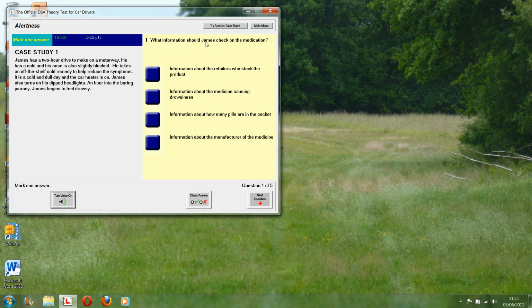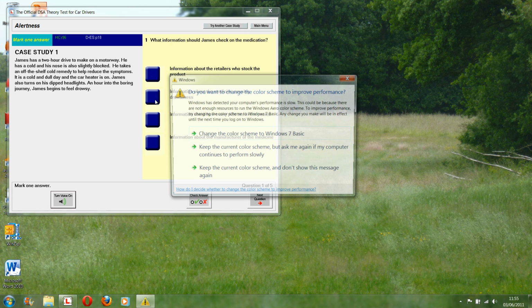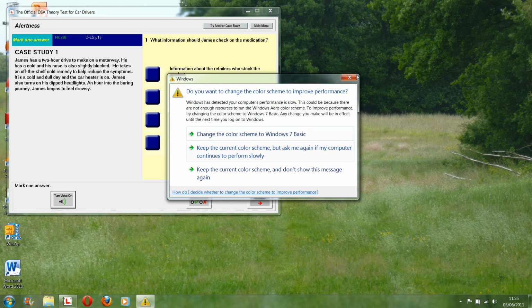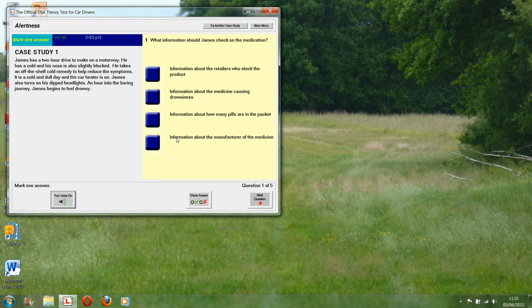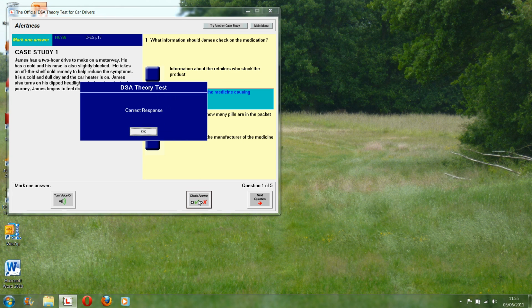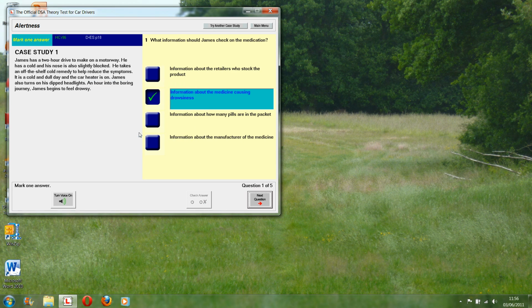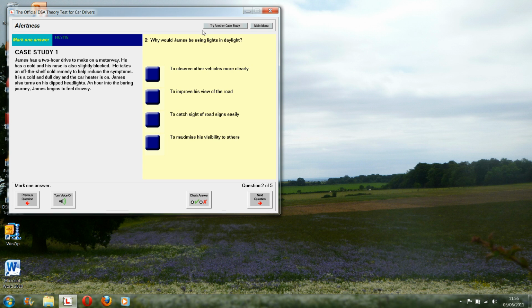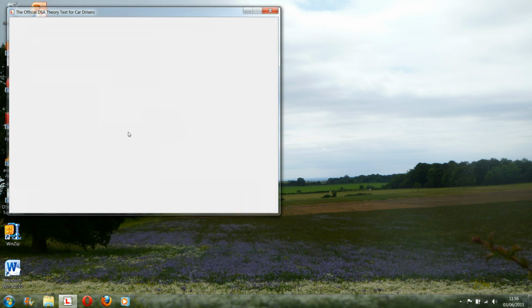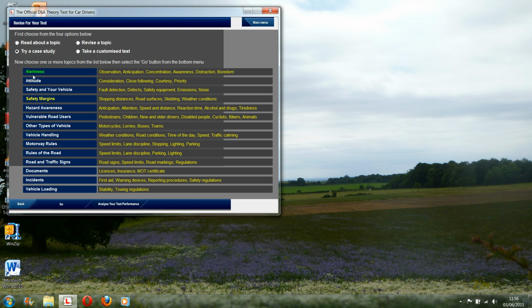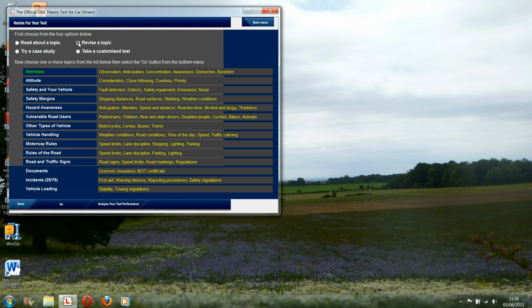So if I do this one, what information should James check on medication? It's usually information about the medicine, because you don't want to get drowsy behind the wheel. So then it tells you you've got the correct response. Then you go on to the next question. So then you can either go back to the main menu, and then choose a different case study for each of the different topics, which is very good. Or, what I did, I read all through them. I did one case study for each of them, and then I pressed revise topic.